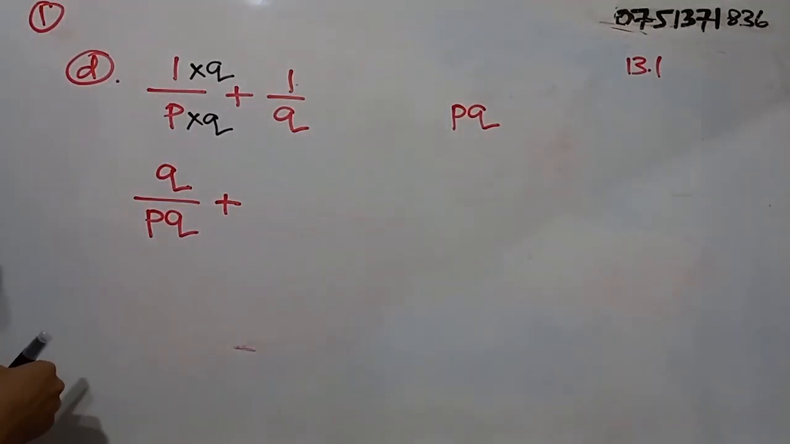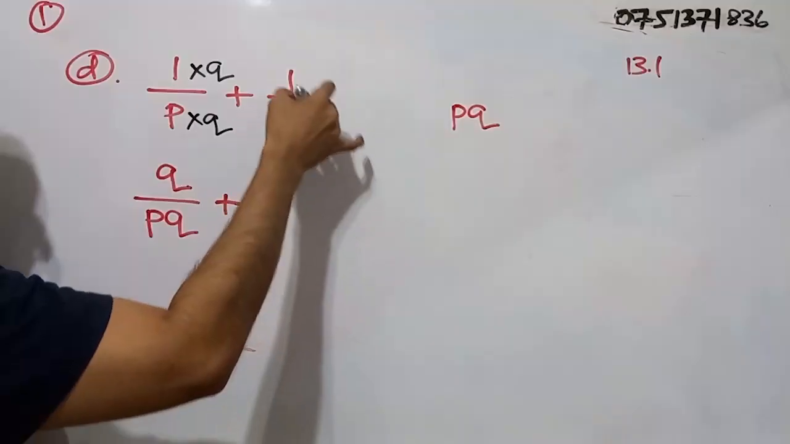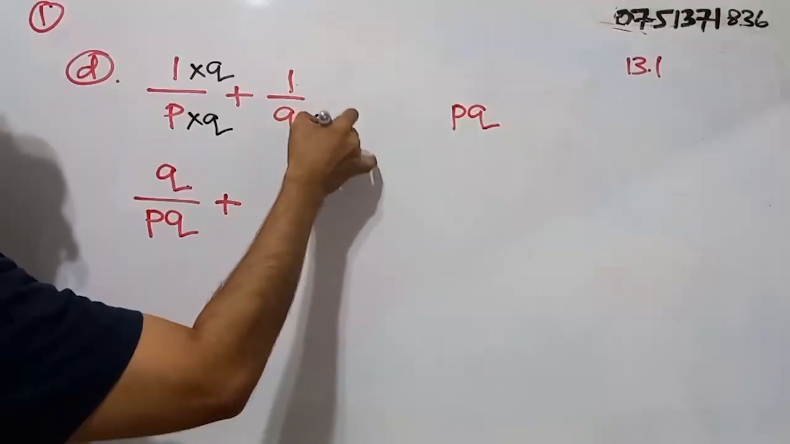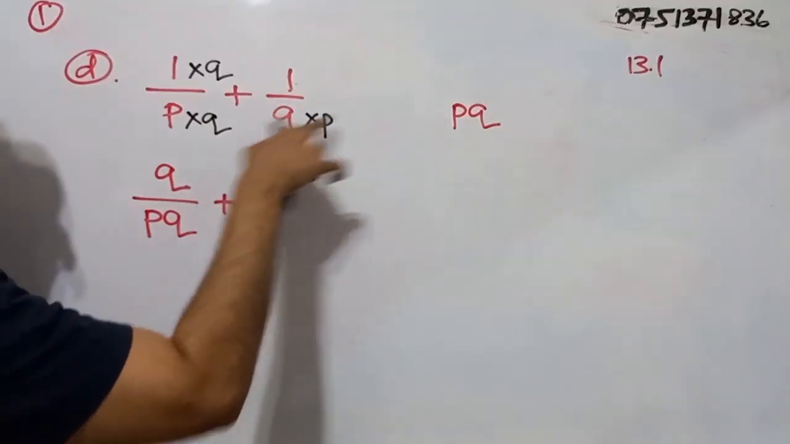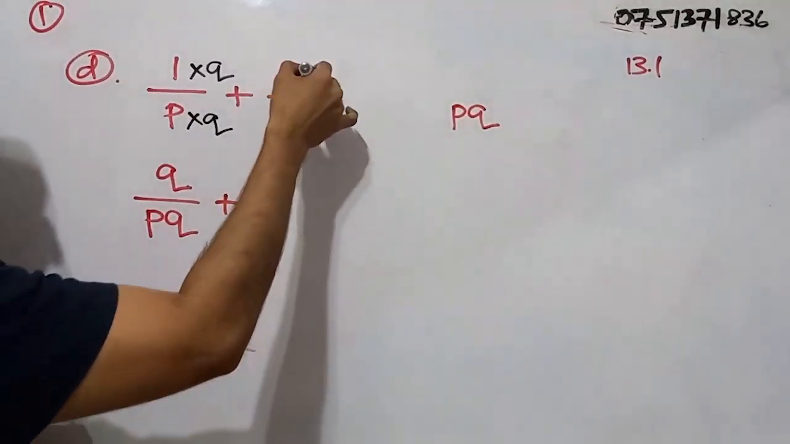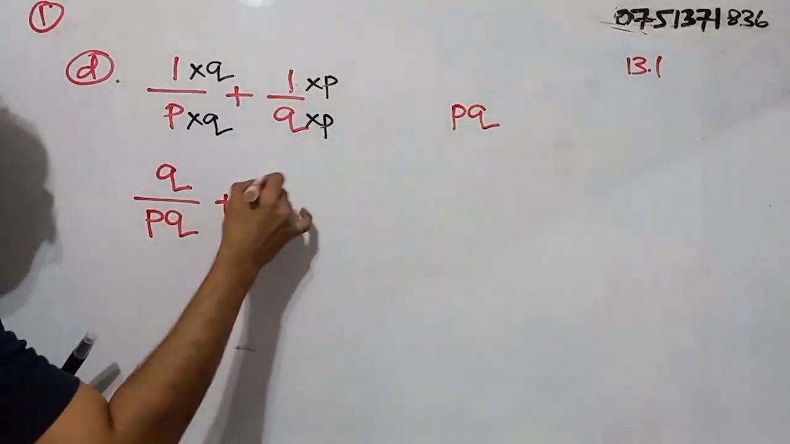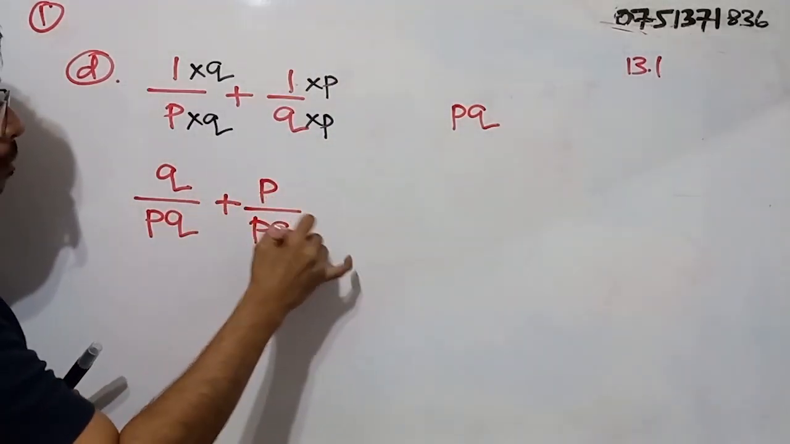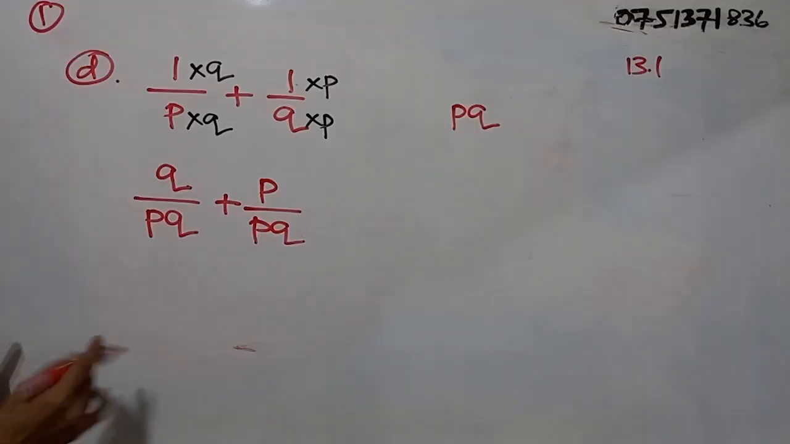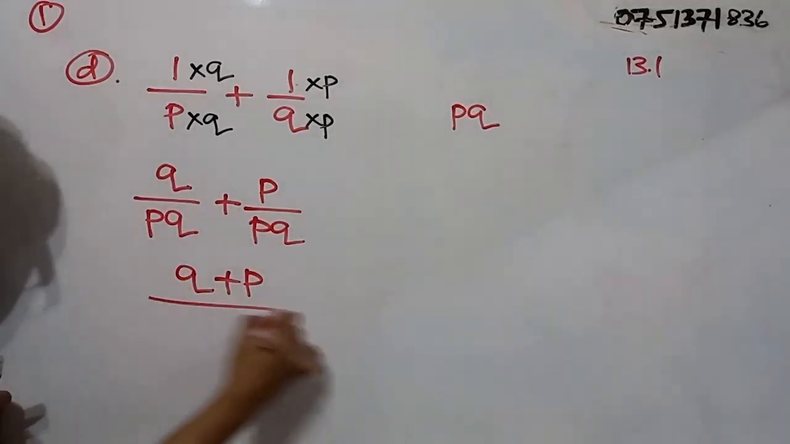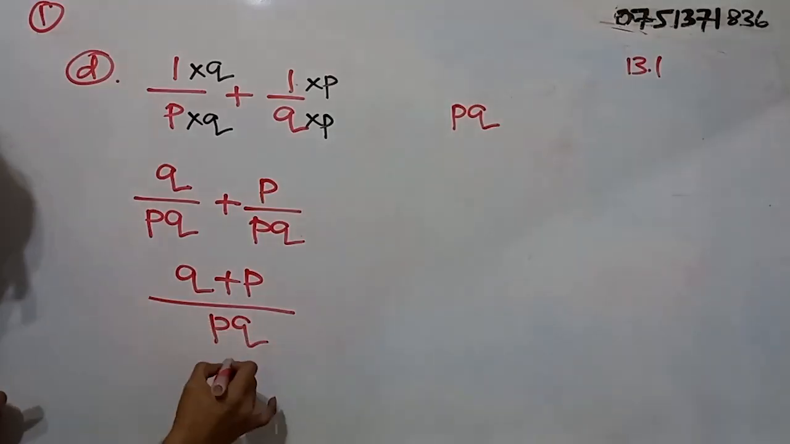plus, now we take the other fraction, right? Other algebraic fraction. So we need to multiply this by p in order to convert the q into a pq. So we have to multiply the numerator by p as well. So what do we get? P by pq. Then finally, I can simplify this as what? Q plus p entire expression divided by pq.